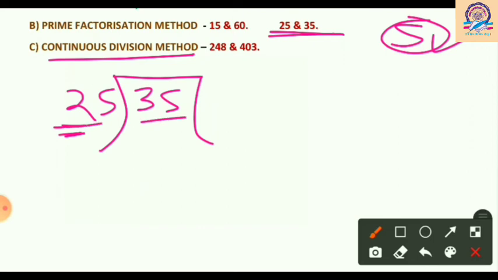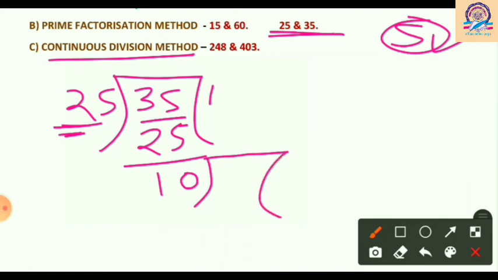So in only one time it can divide. 25 ones are 25, because 25 twos are 50, and 50 cannot divide because 50 is greater than 35. Now subtract it: 5 minus 5 is 0, and 3 minus 2 is 1. Now this 10 is our remainder, but in the next step it will not be the remainder, it will be our new divisor.